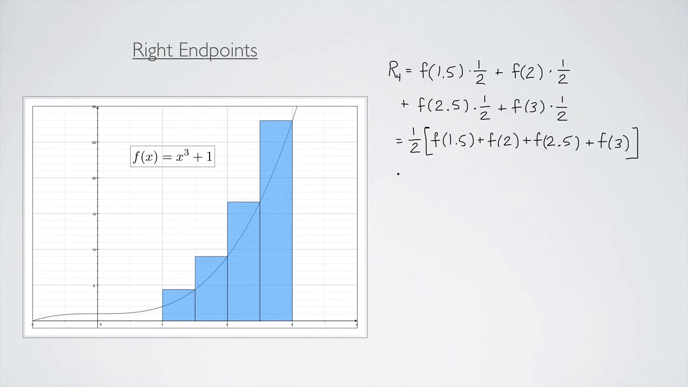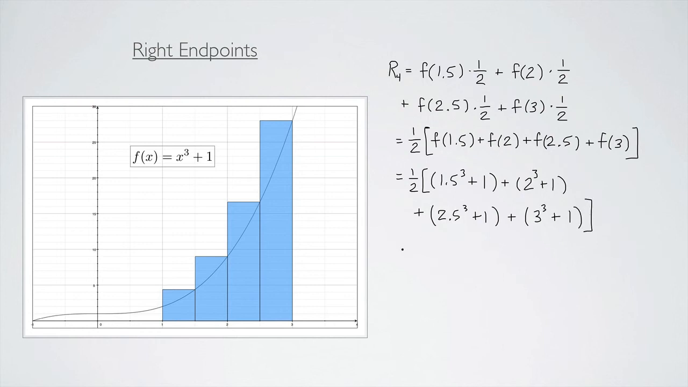Okay, so now I can plug in. So I have my 1/2 out front. Okay, value of the function at 1.5, that's 1.5 cubed plus 1. Okay, plus the value of the function at 2, that's 2 cubed plus 1. The value of the function at 2.5, that's 2.5 cubed plus 1. And the value of the function at 3, that's 3 cubed plus 1. Close the bracket. And if you type all of that into a calculator, you end up getting 29.